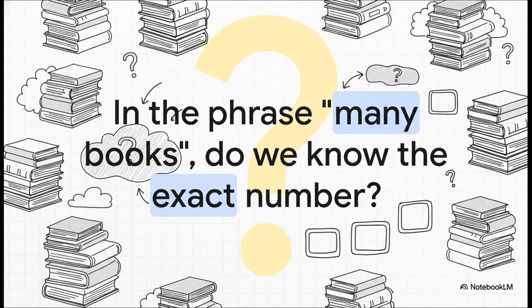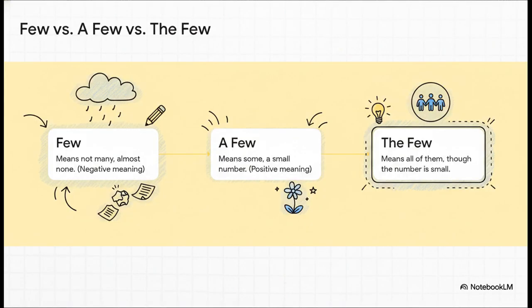In the phrase, many books, do we know the exact number of books? The answer, of course, is no, we don't. And that is what makes many an indefinite adjective. It is not definite.